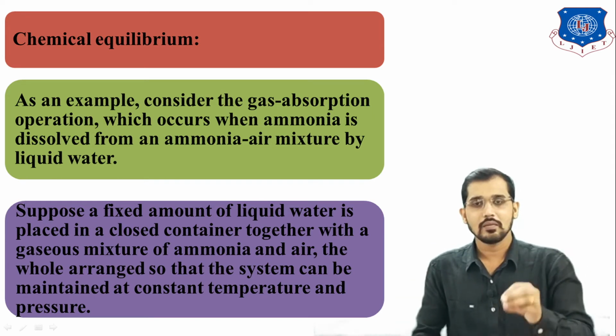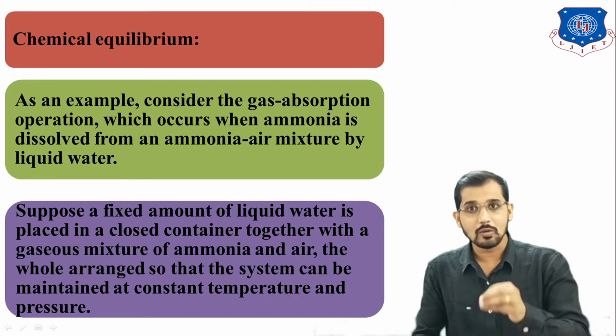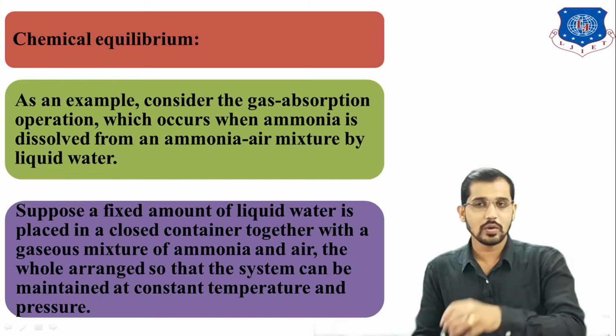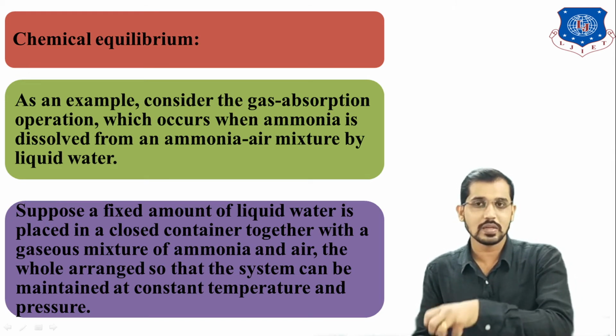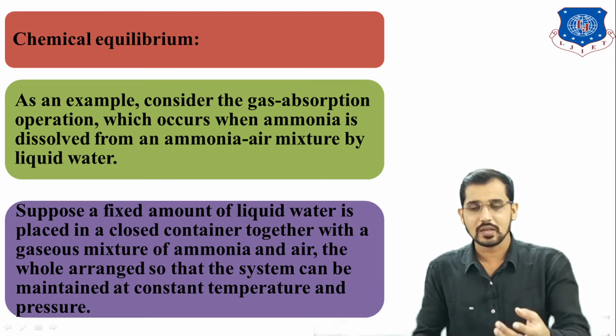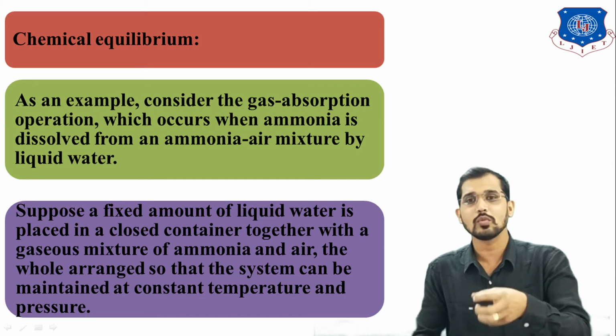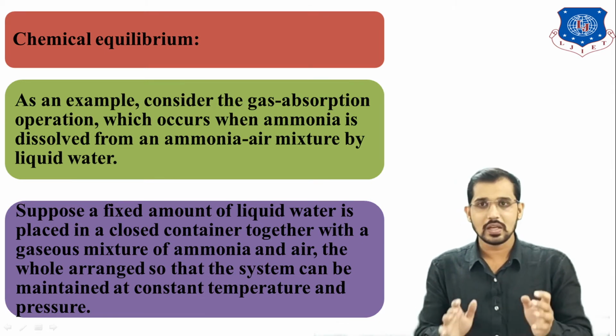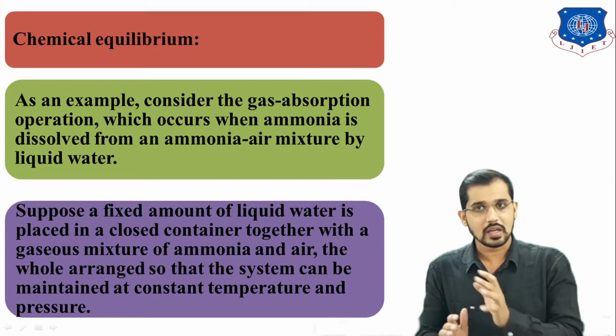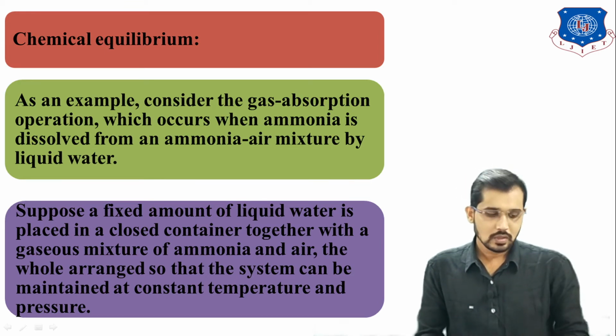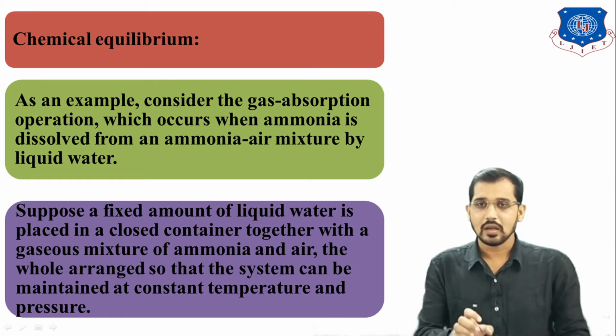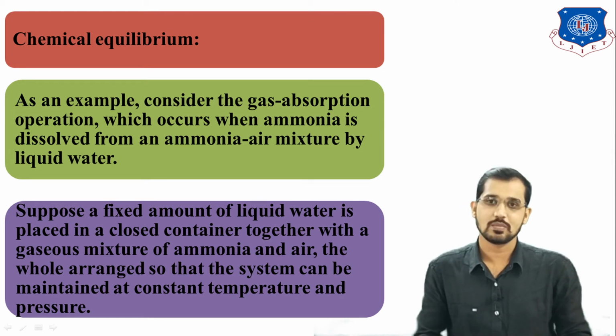So here we have one container. In that container we have one mixture which contains ammonia. That's why we are going to remove that ammonia component from the gaseous mixture, and in the same manner we also have a fixed amount of water. So in the container we have a mixture of air and ammonia, and water. Here water is extracting part of the ammonia from the gaseous mixture.